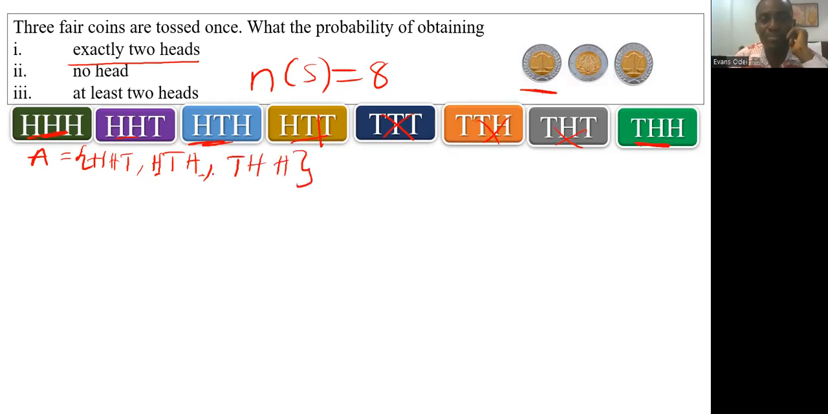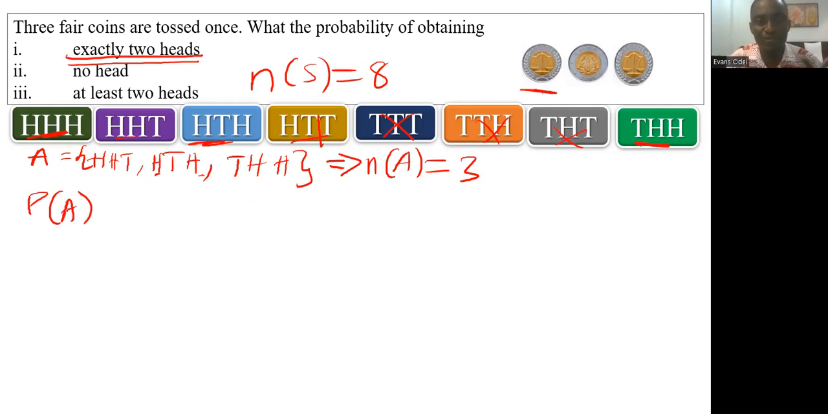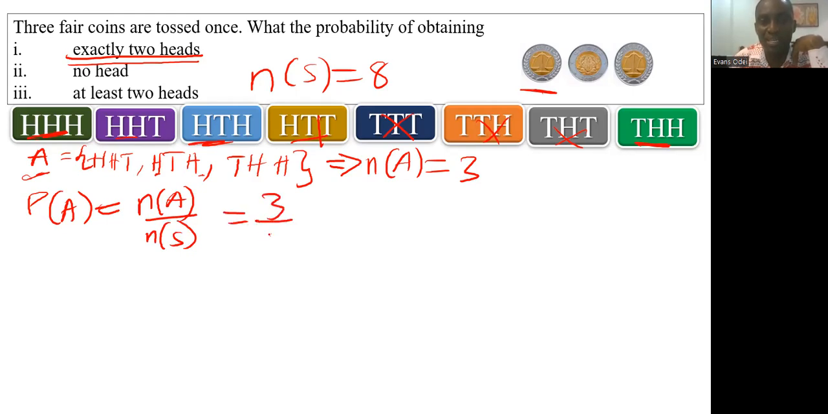So these are the possible outcomes of the event. And so we can see this implies that the number of event A is equal to 3. Now I want to find the probability of getting the event A, which is exactly 2 heads, because I've already defined let A be equal to exactly 2 heads. If I bring A, anybody who is marking will understand. So the probability of A is going to be the number of A, which we know, over the number of the sample space. So number of A is 3, sample space is 8. And so the answer becomes 3/8.